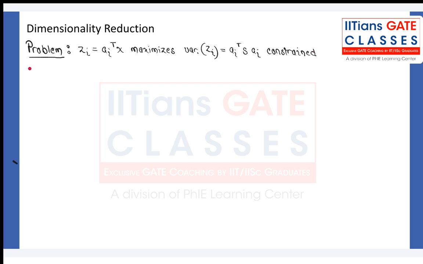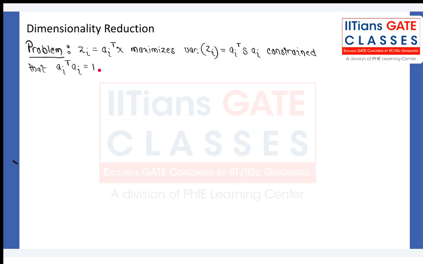What is a constraint? What is the nature of AI? It should be orthogonal, so AI transpose AI should be equal to 1. Now, if you were just trying to do maximization, it's a simple maxima minima problem. Many of you here have studied maxima minima, I guess. But here we are not trying to just maximize, we are trying to maximize subject to a constraint. The constraint is that the principal component that you find, AI, should be orthogonal. So AI transpose AI should be equal to 1.